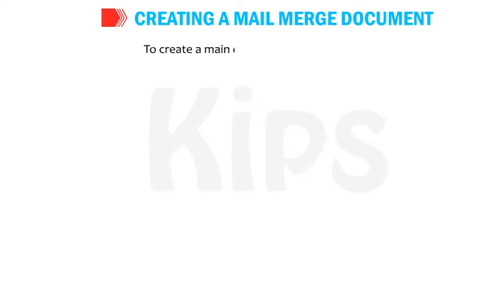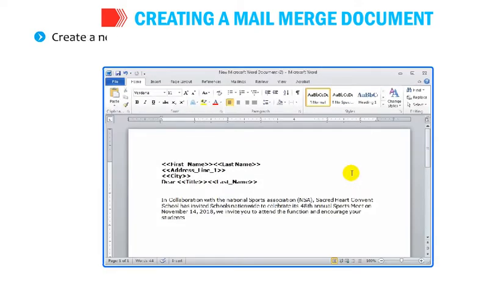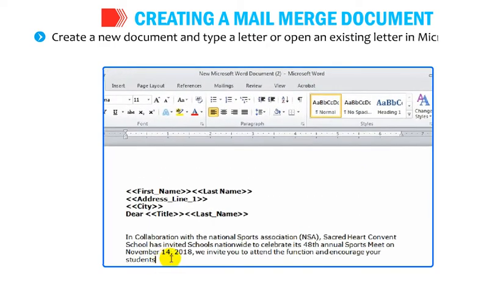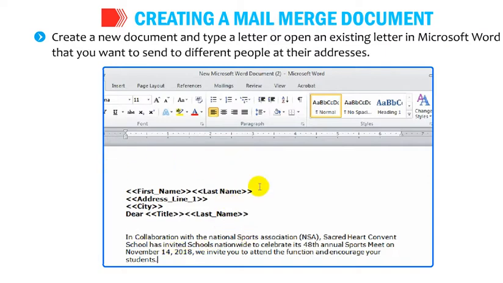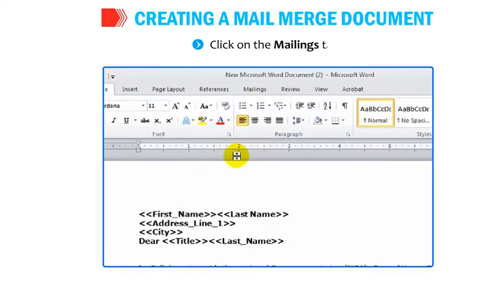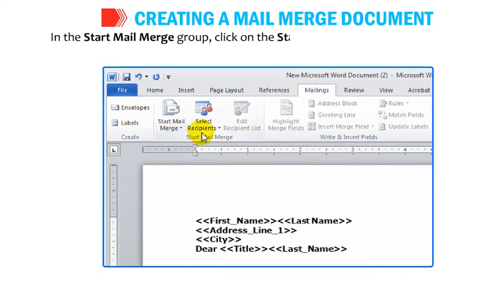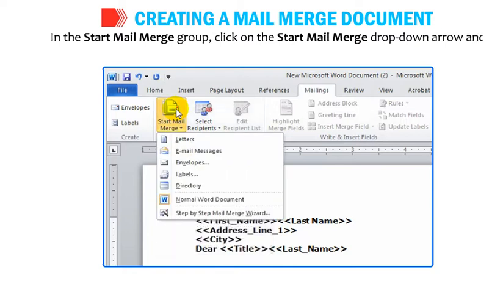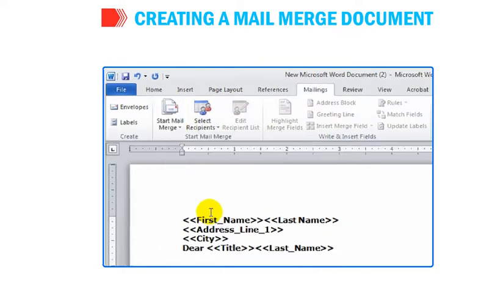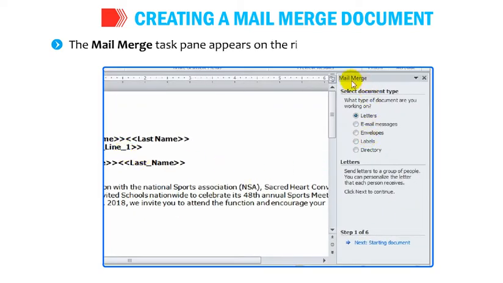To create a main document, follow these steps. Create a new document and type a letter or open an existing letter in Microsoft Word that you want to send to different people at their addresses. Click on the Mailings tab. In the Start Mail Merge group, click on the Start Mail Merge drop-down arrow and select the Step-by-Step Mail Merge Wizard option. The Mail Merge task pane appears on the right side of the application window.